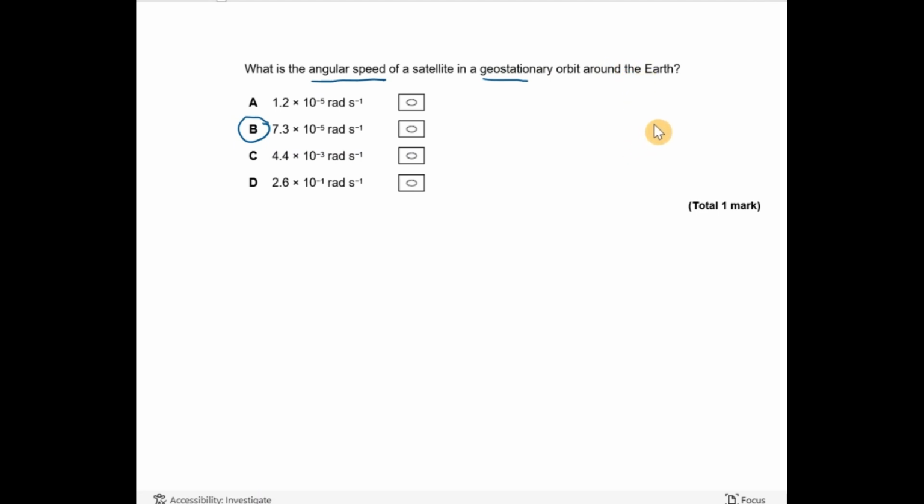Well, geostationary orbit means that the satellite, there's my square satellite, always remains fixed above the same point on the Earth. So as the Earth rotates, the satellite orbits to keep itself above that same point on the Earth. Angular speed is how many radians per second an object rotates at or orbits at.